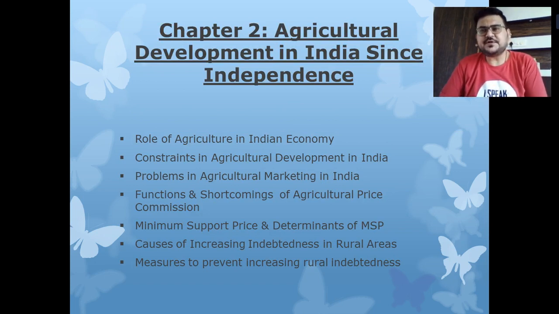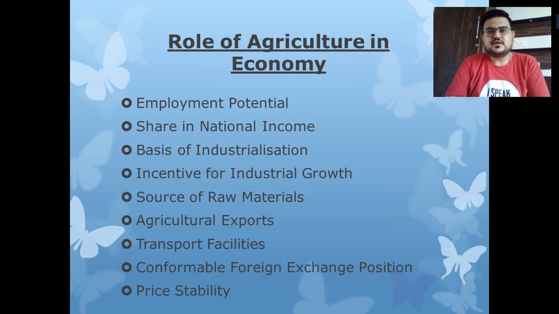So we'll discuss chapter 2 today, that is Agricultural Development in India since independence. We'll see what is the role of agriculture in the Indian economy, constraints in agricultural development in India, problems in agricultural marketing in India, functions and shortcomings of the Agricultural Prices Commission, what is minimum support price, what are the determinants of MSP, causes of increasing indebtedness in rural areas, and measures to prevent increasing rural indebtedness.